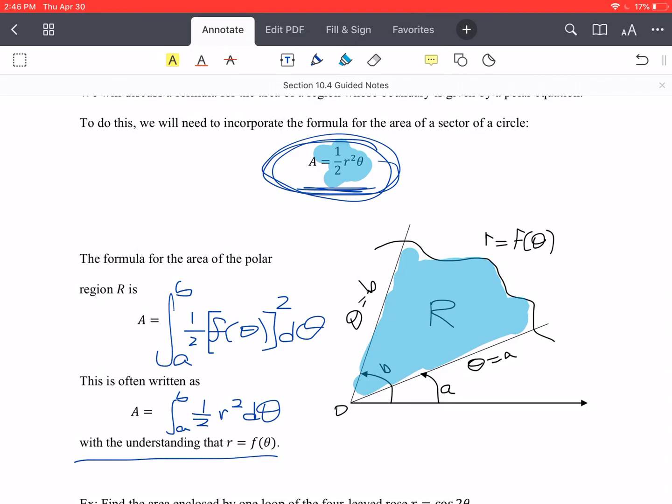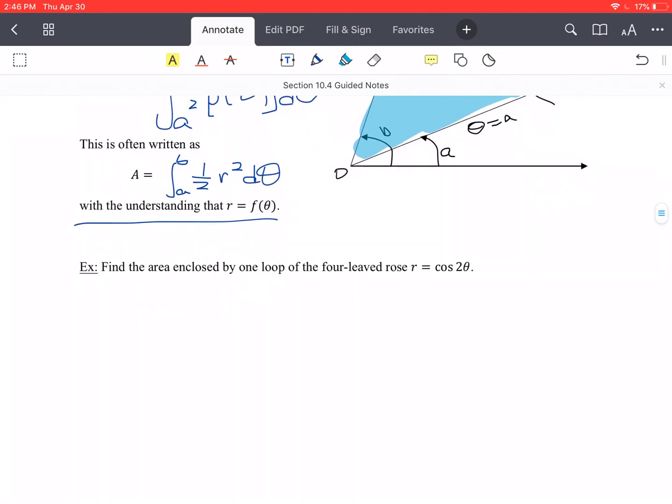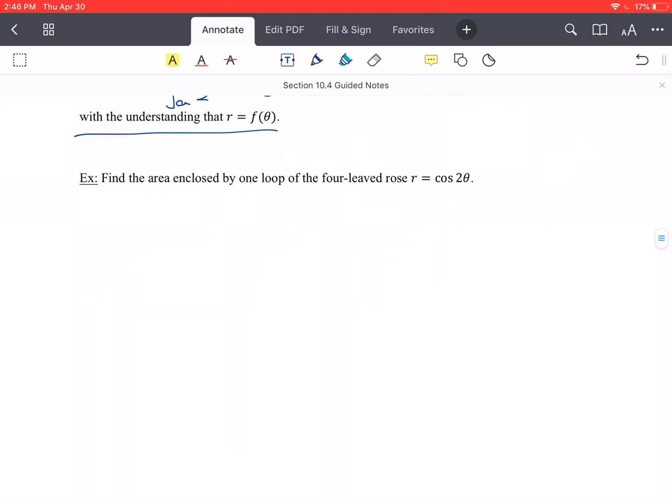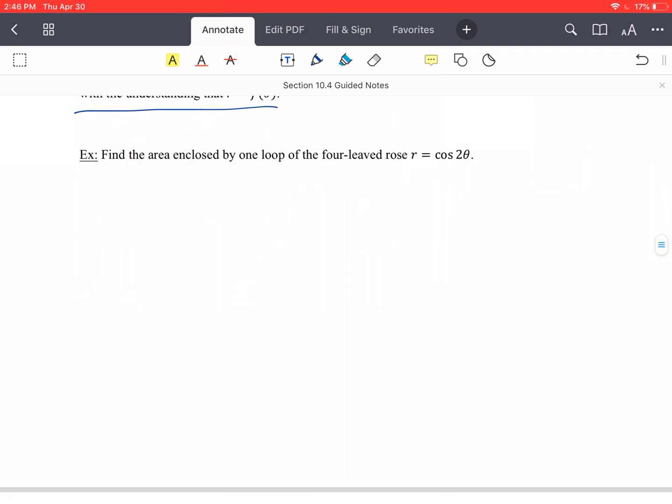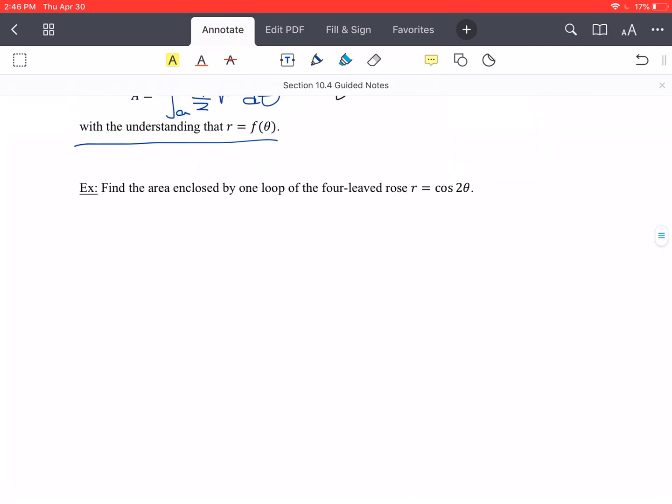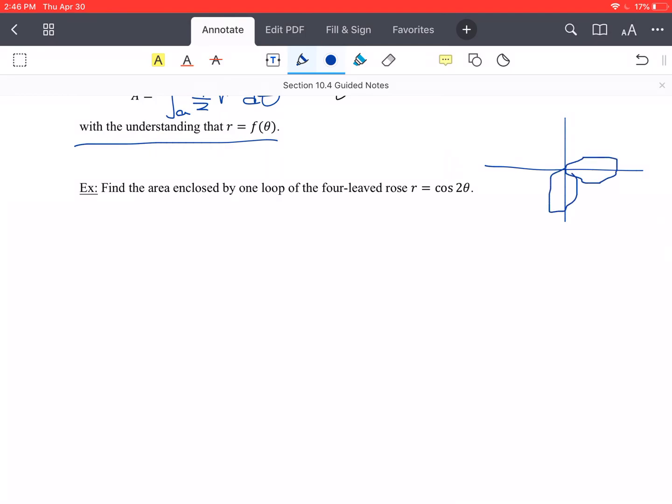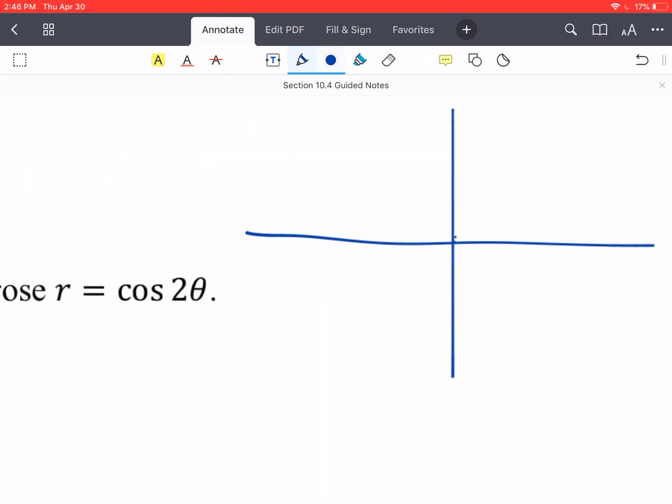Let's take a look at an example. Find the area enclosed by one loop of the four-leafed rose, r equals cosine of 2 theta. Let me draw the rose. We saw this in the last section. It was one of the diagrams we made. This one looks kind of like this. That's really bumpy there.